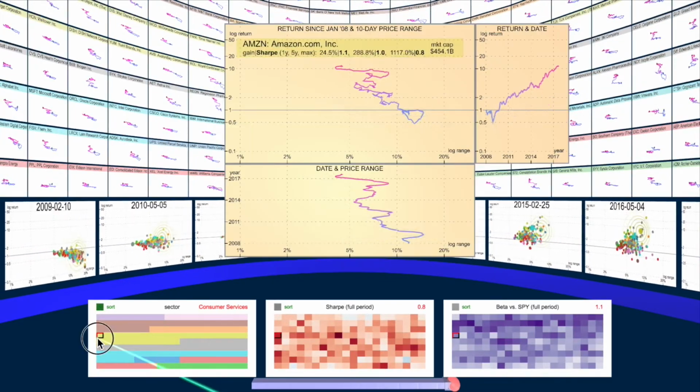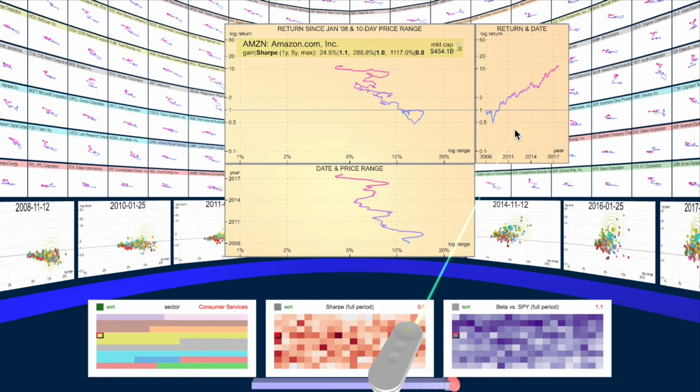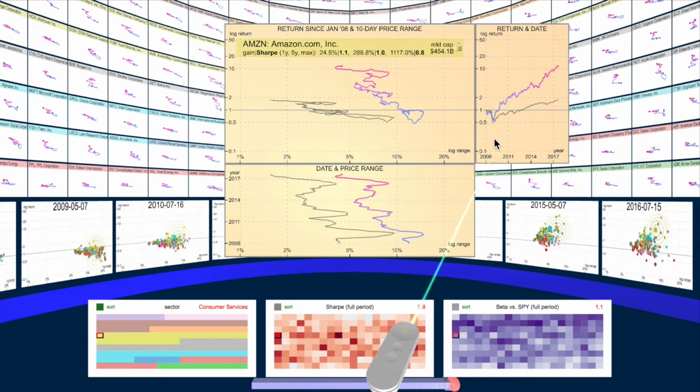Selecting a stock locks the main chart in place. The right-hand plot tracks the price relative to the start of our data. We can turn on an SPY benchmark plot to compare performance.